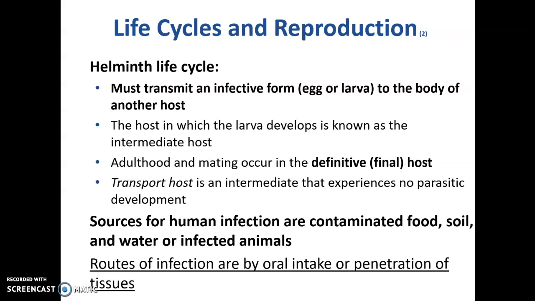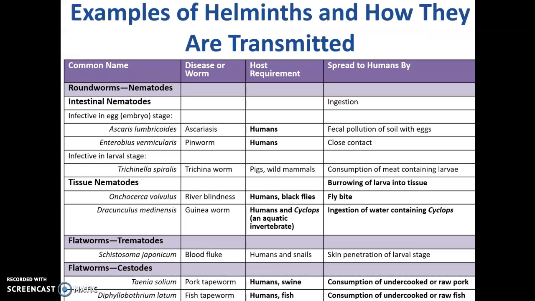The helminth life cycle: it must be transmitted in an infective form in an egg or larva to the body of another host. The host in which the larva develops is known as the intermediate host, and the adult and mating occur in the definitive or the final host. The transport host, we refer to that as an intermediate host that experiences no parasitic development, so it's just kind of the carrier. Sources for human infection are contaminated food, soil, and water, or sometimes infected animals, and routes of infection are by oral intake or penetration of tissues.